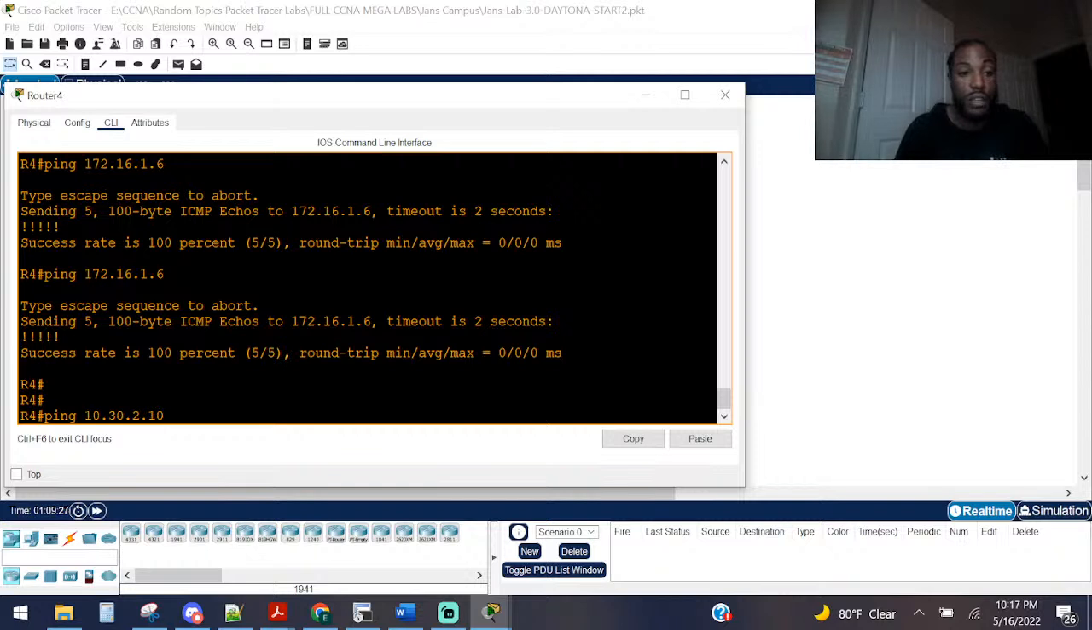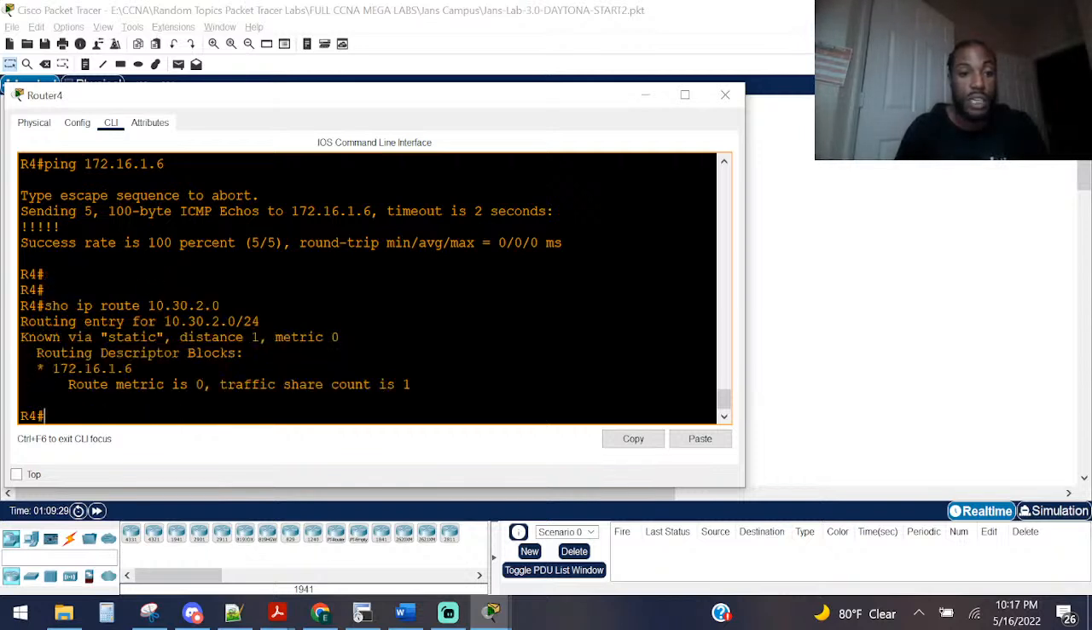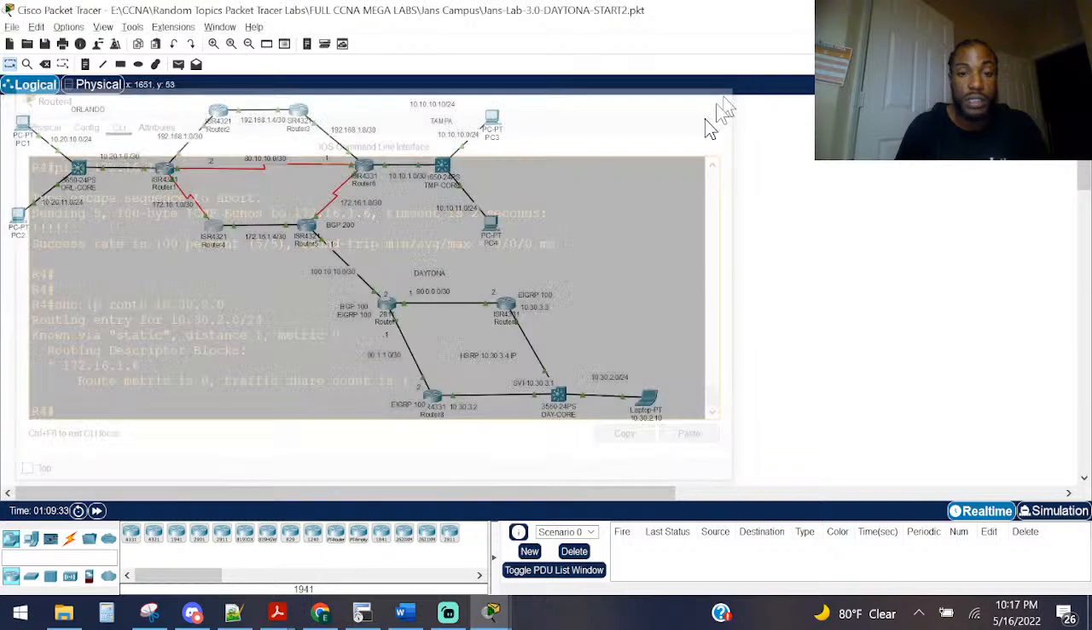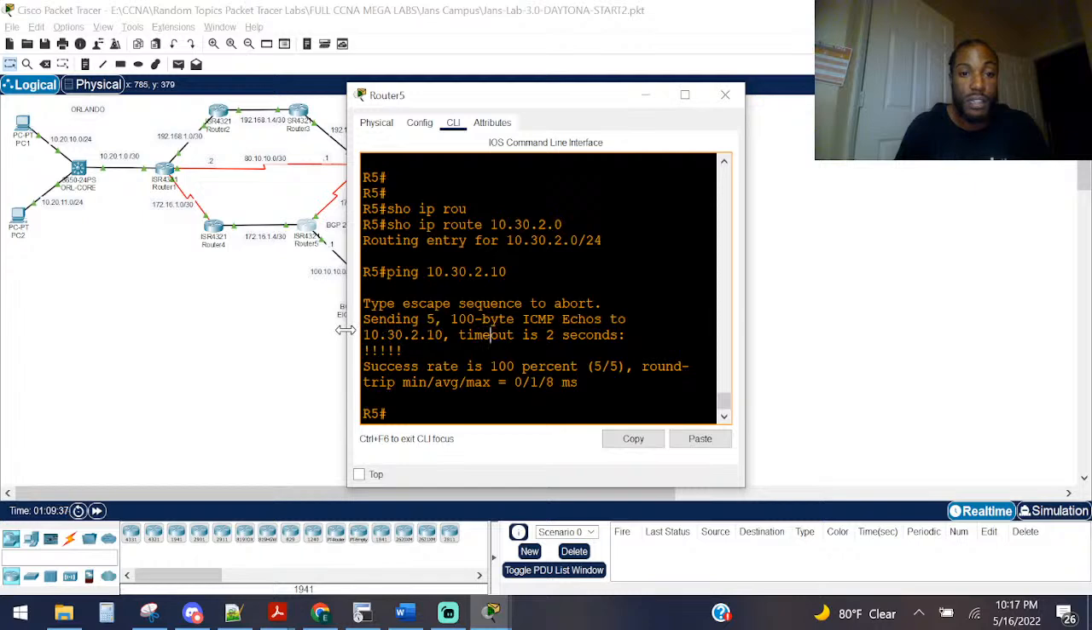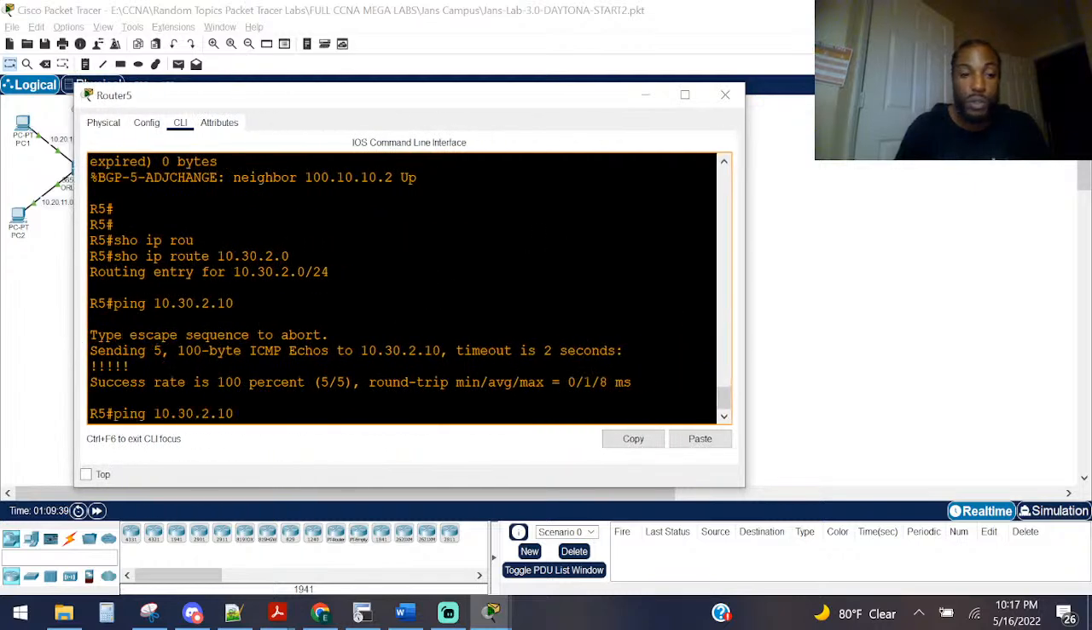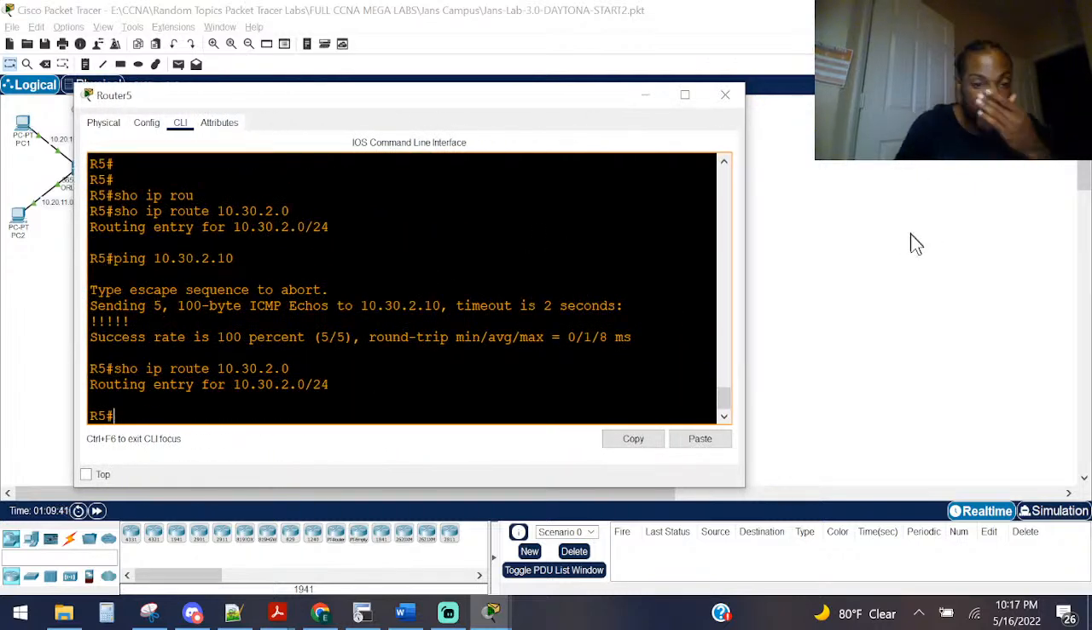He has an entry in his routing table to see. He knows how to get there, and it's a static route to the next hop router. And this router says, I know how to get there. Right? When we do a show IP route to that network, it says right there, routing entry for that. Let's just do a show IP route and see what happens.